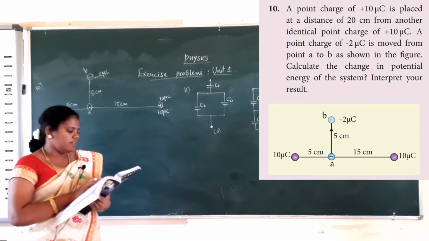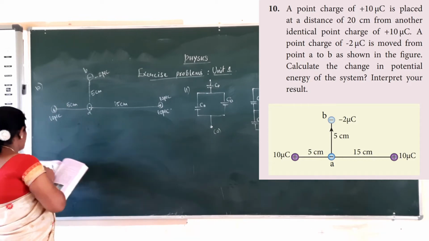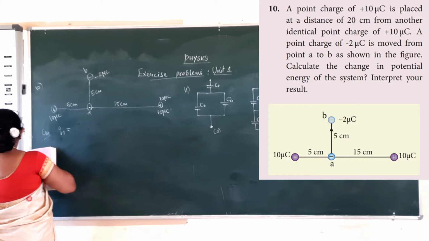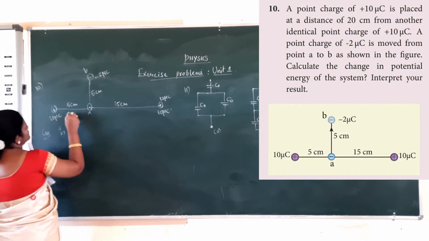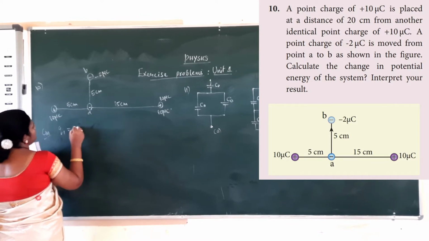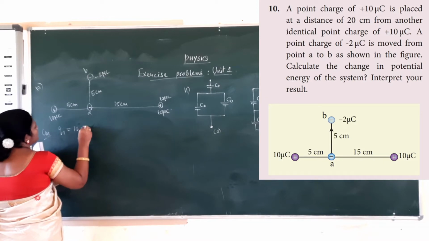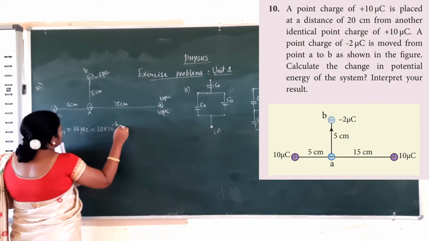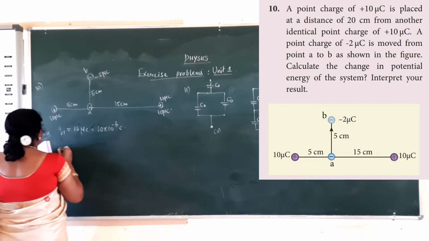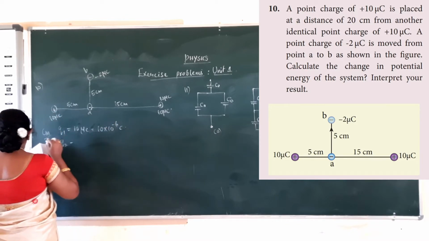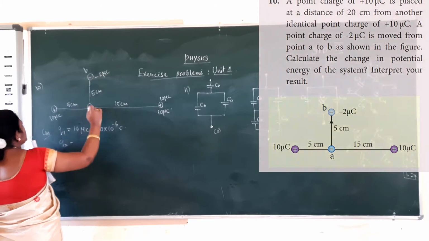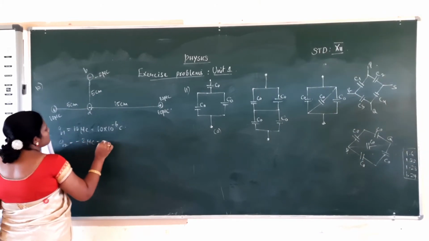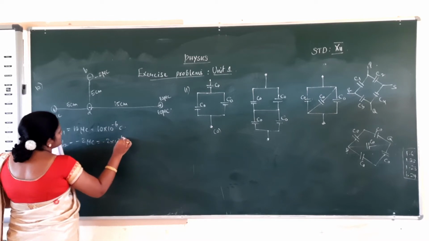So what are the given values? First, Q1 and Q2. Q1 is equal to 10 microcoulomb. Micro means 10 power minus 6 coulomb. Then charge Q2 is equal to minus 2 microcoulomb, so minus 2 into 10 power minus 6 coulomb.